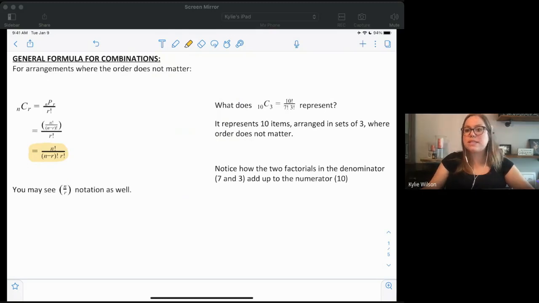Now, what does this represent? What does it mean? It represents that if, for example, we have 10 choose 3, then 10 items are arranged in sets of 3 where order doesn't matter. So out of my 10 things, I'm choosing 3 things, and the order in which I choose them isn't important.